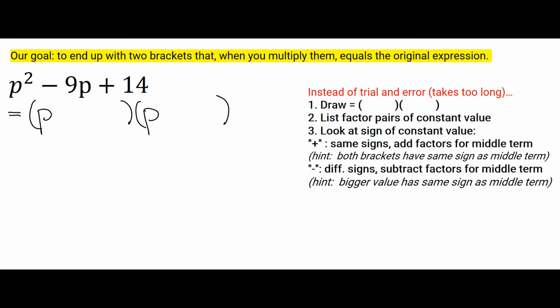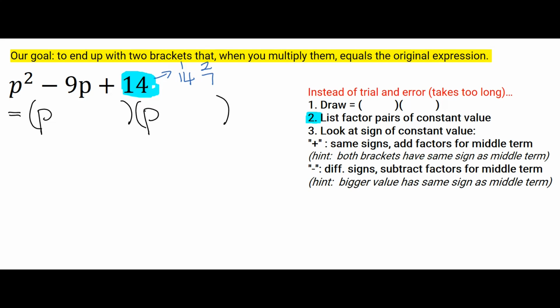We'll then go on to step 2, which says list the factor pairs of the constant value. Now, the constant value, again, is the number without the alphabet letter next to it, without the variable, so it's going to be 14. Let's list the factor pairs of 14. In other words, the numbers you multiply together to get 14. 1 times 14 and 2 times 7 both equal 14.